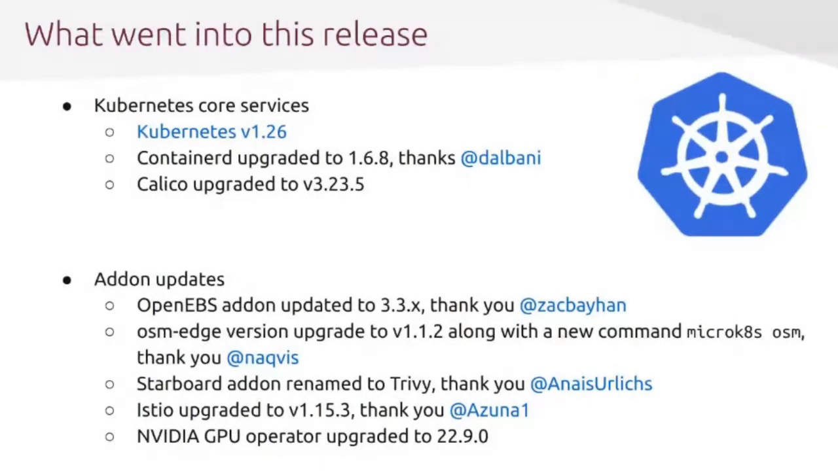So what went into this release? Obviously, it included Kubernetes 1.26. The core components that got upgraded are Containerd, to version 1.6.8, and Calico. We had a bunch of updates in the add-ons. OpenEBS got updated, OSM Edge got updated and also got a new command. Starboard was renamed to Trivy, and of course we had the Istio upgrade to 1.15.3. The NVIDIA operator was also updated.